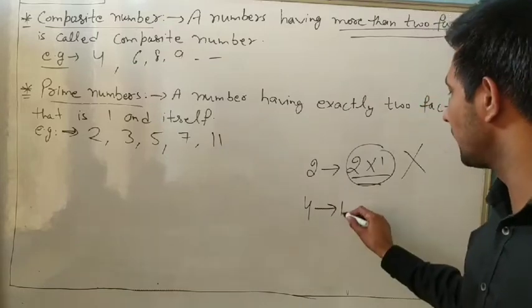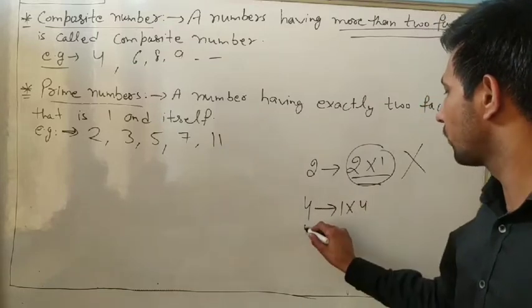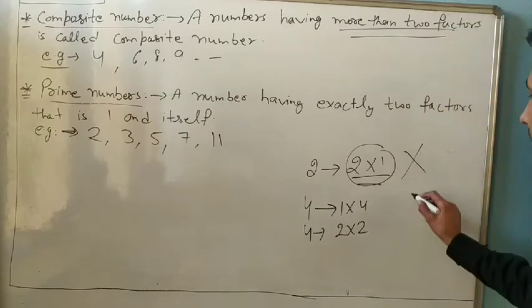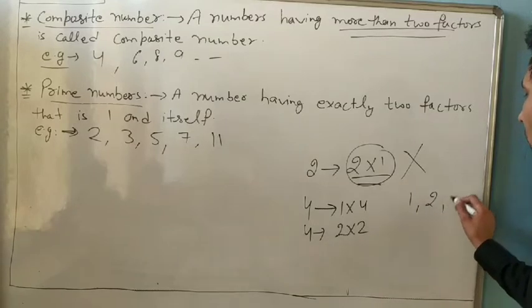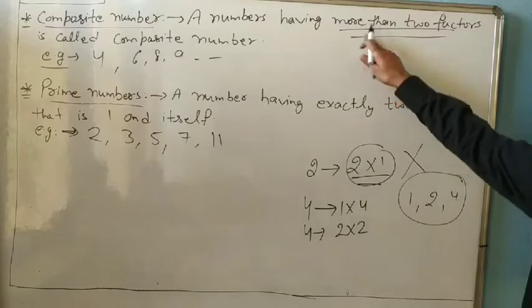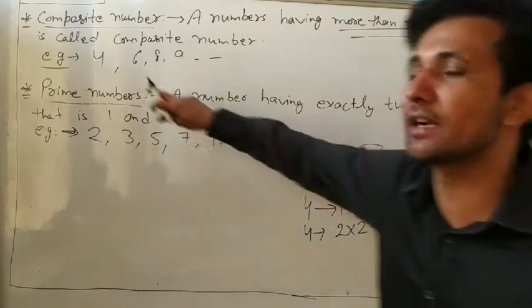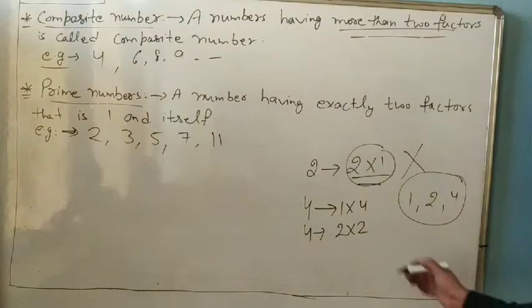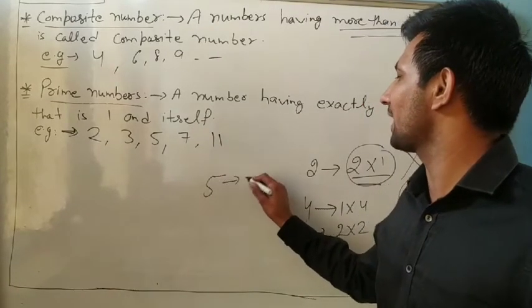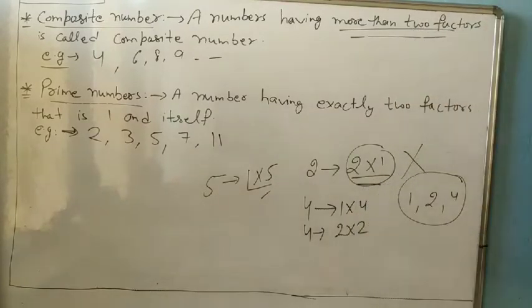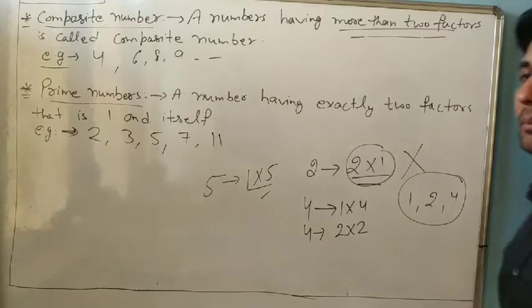Yes, 1 into 4, what can we write? 2 into 2. So what are the factors of 4? 1, 2 and 4. So 4 has how many factors? 3. 3 is more than 2. Yes, so therefore 4 is a composite number. So 4, 6, 8, 9. 5 is also not a composite number because 5 means 1 into 5. So how many factors? Only 2 factors. If it is only 2 factors, it is not a composite number.